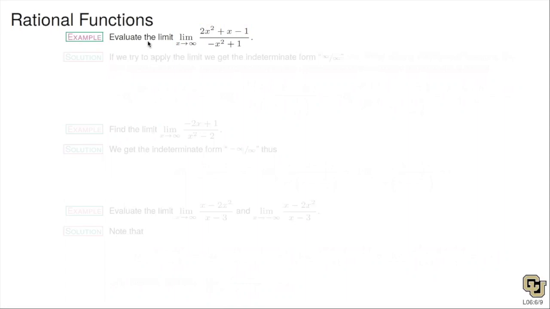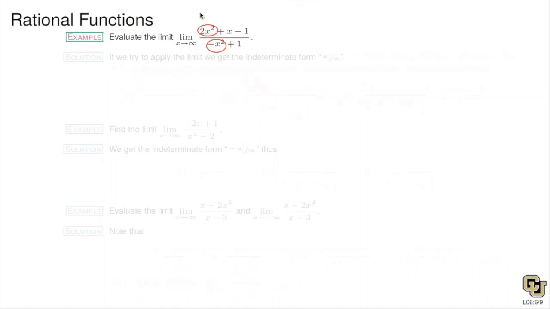So for this limit, as x goes to infinity of the rational function 2x squared plus x minus 1 over negative x squared plus 1, the first thing I would say is when you're dealing with a polynomial, and we're sending x to infinity or negative infinity, the only term that matters is the highest degree term. So here the 2x squared in the numerator and the negative x squared are really the only terms that matter. Because, for example, if x is 1,000,000, 1,000,000 is a lot smaller than 1,000,000 squared. If x is 1,000,000,000, then 1,000,000,000 is a whole lot smaller than 1,000,000,000 squared.